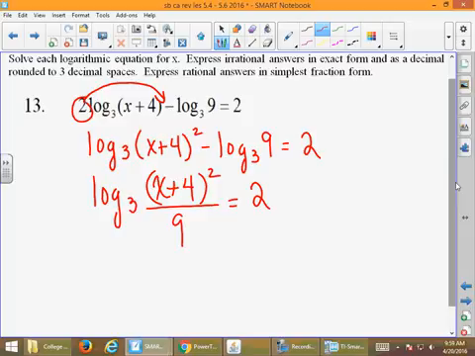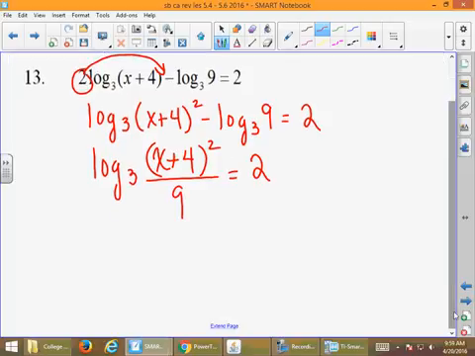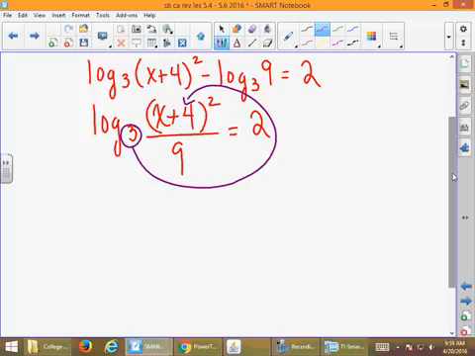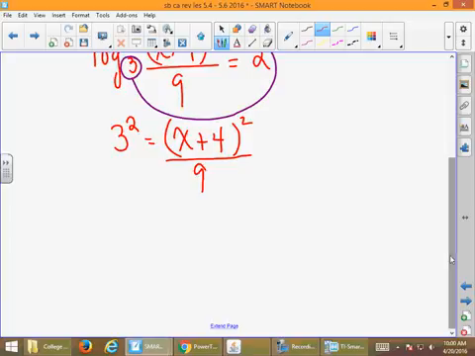Third thing to look at here is that we have a logarithm on the left side. We do not have a logarithm on the right side, and that means that we need to go around the world. We take this 3, we're going to go around. So we get 3 squared equals x plus 4 squared divided by 9. So now we've dealt with the logarithm part. We still will have to deal with extraneous here in a couple of minutes. But 3 squared is 9 equals x plus 4 squared divided by 9.